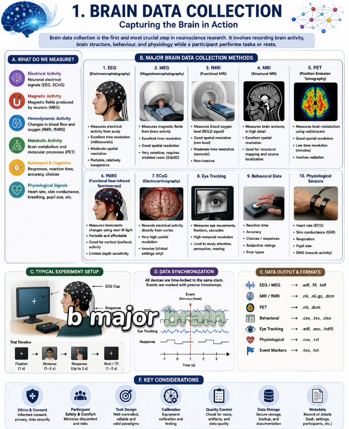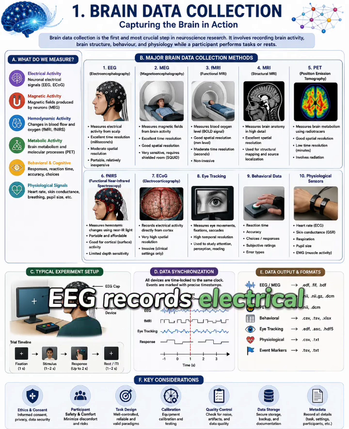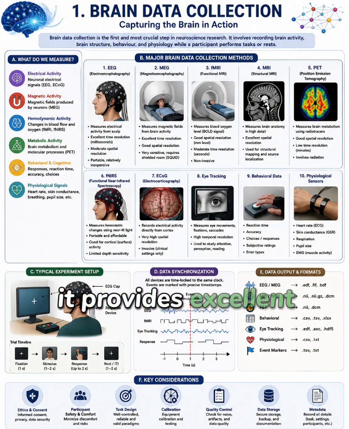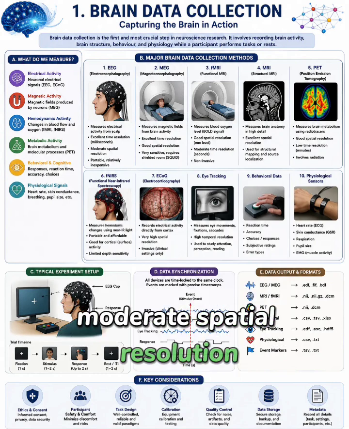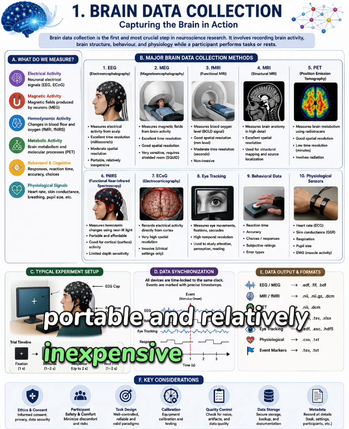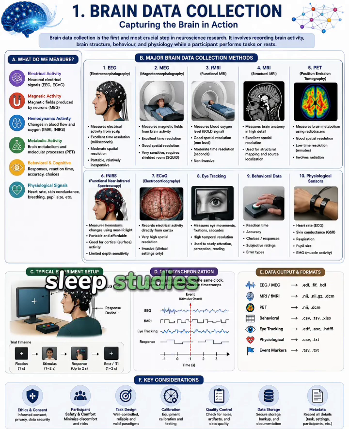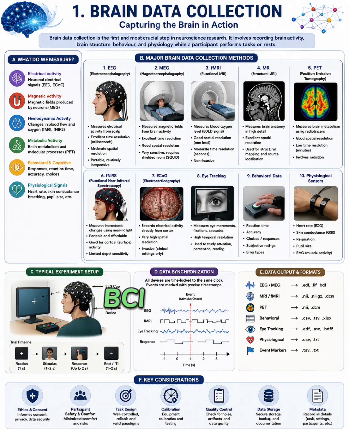B. Major brain data collection methods. 1. EEG, electroencephalography. EEG records electrical activity from the scalp using electrodes. It provides excellent temporal resolution, milliseconds, moderate spatial resolution, portable and relatively inexpensive equipment. EEG is widely used for epilepsy research, sleep studies, cognitive neuroscience, and brain-computer interfaces, BCI.